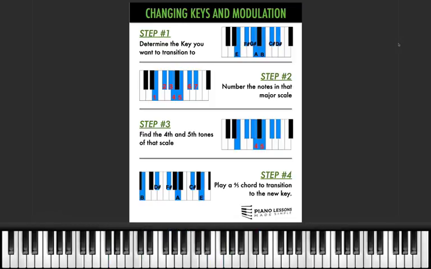That's all you have to do: you're starting in the key of C, and then play a 4 over 5. So that's all you have to do. And in that example, it's a C major over a D bass, which leads into and transitions into the G major chord. So that's all you have to do.